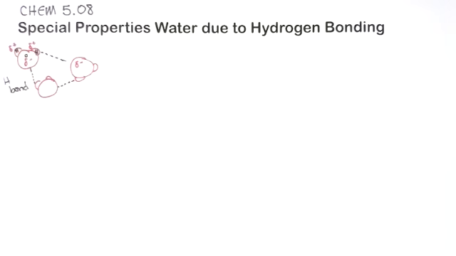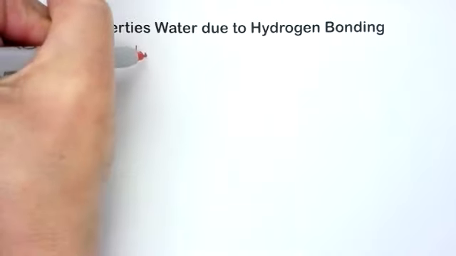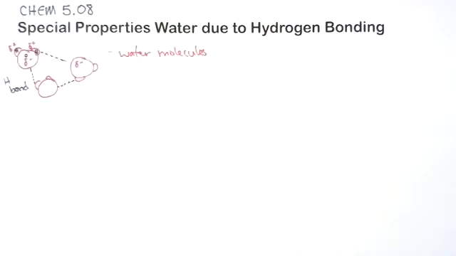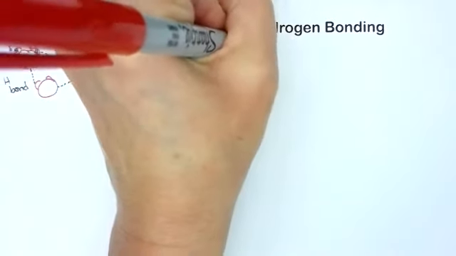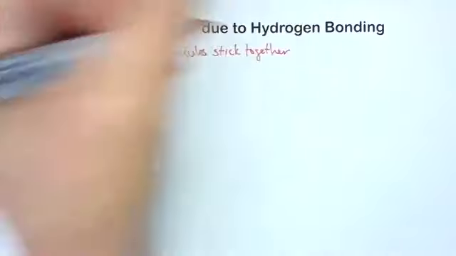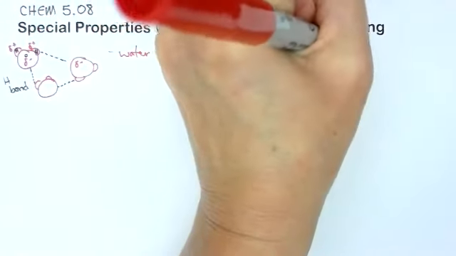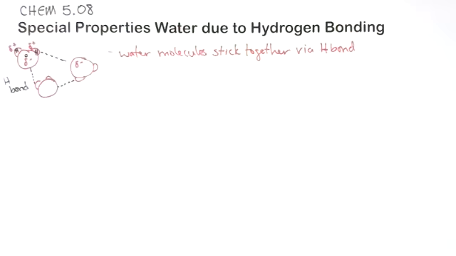And we can get the same thing here, and we can get the same thing here. The result is that water molecules are sticky. They tend to stick to each other and stick to themselves. So water molecules stick together via hydrogen bonding. And that leads to some pretty interesting traits.